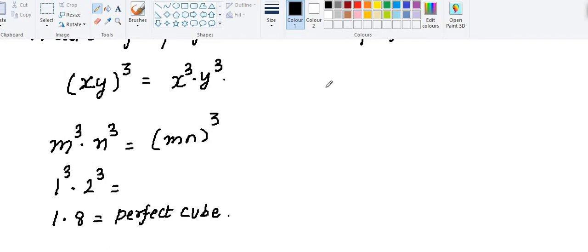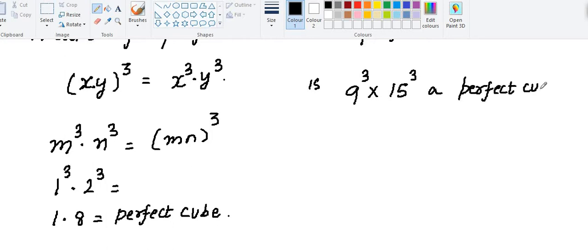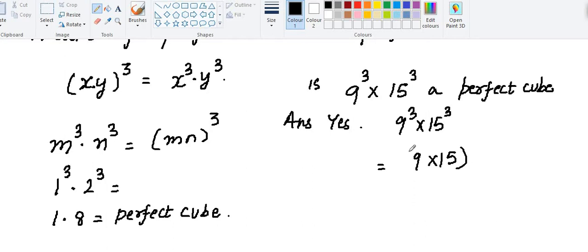अगर मैं पूछूं इज 9 क्यूब इंटू 15 क्यूब अ परफेक्ट क्यूब? Yes. The answer is yes, because 9 cube into 15 cube can be written as 9 into 15 whole cube. This gives you 135 whole cube. So is it a perfect cube? Yes. तो वो किसका क्यूब होगा? वो 135 का क्यूब होगा.